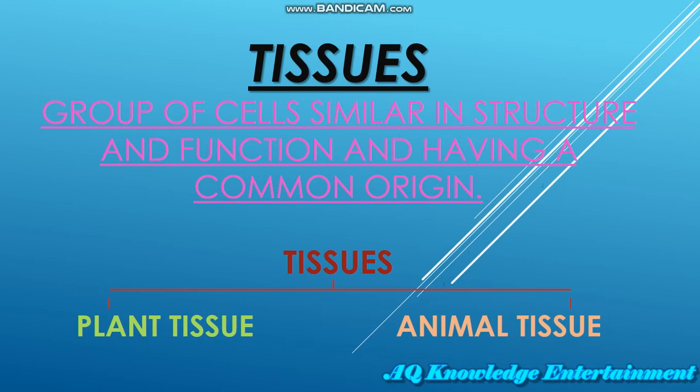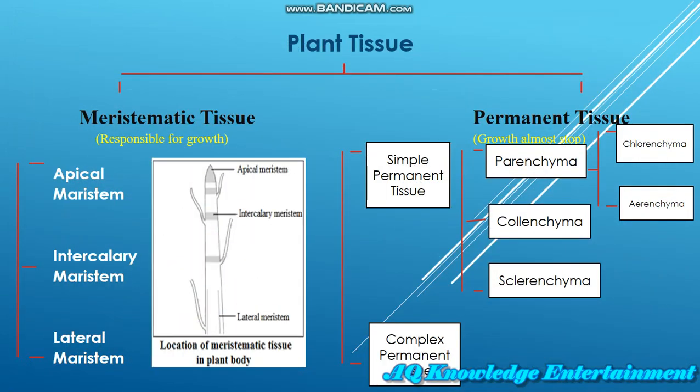First we are going to talk about plant tissue, so let's move on to it. Plant tissue is divided into mainly two parts. The first one is the meristematic tissue and the second is the permanent tissue. First, let's talk about meristematic tissue. What is a meristematic tissue? It is the dividing tissue in the plants.